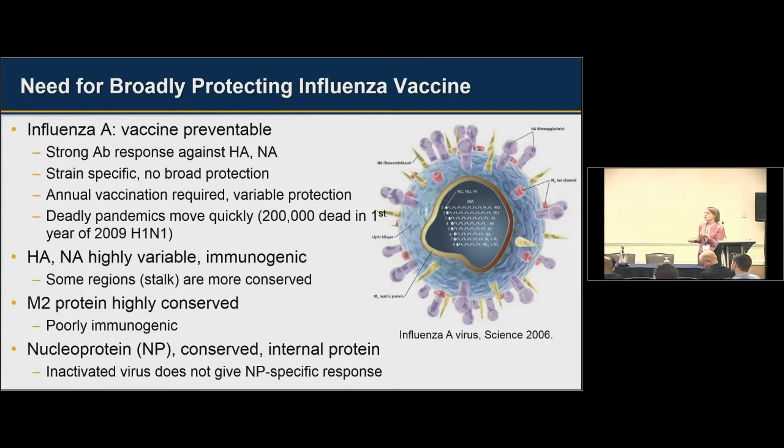And finally, nucleoprotein is also a very conserved protein in flu. It's actually on the inside, so it's not something that is often seen on the surface of the flu, but it is widely conserved. And when you are getting normal influenza vaccines, you don't have any response to the NP protein at all. You're really concentrated on HA and NA.